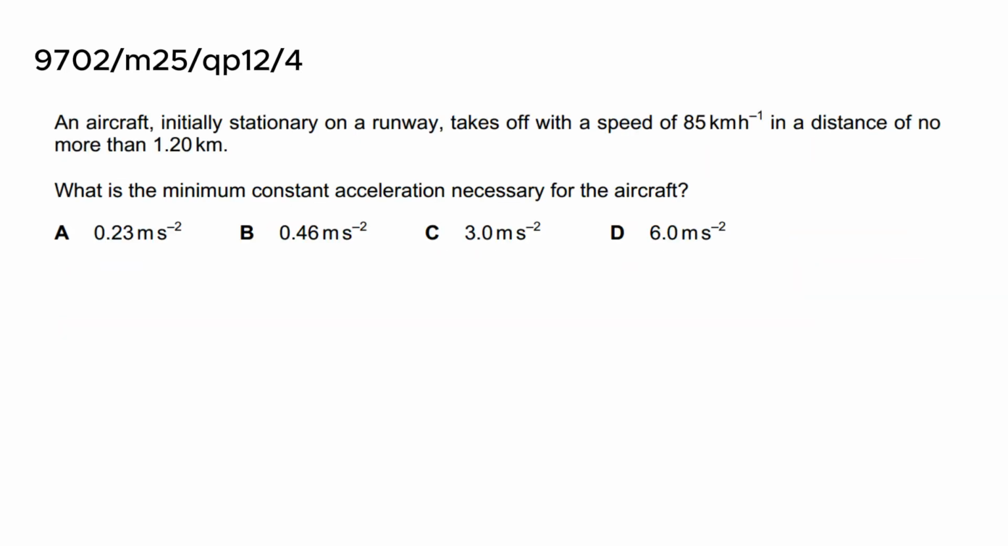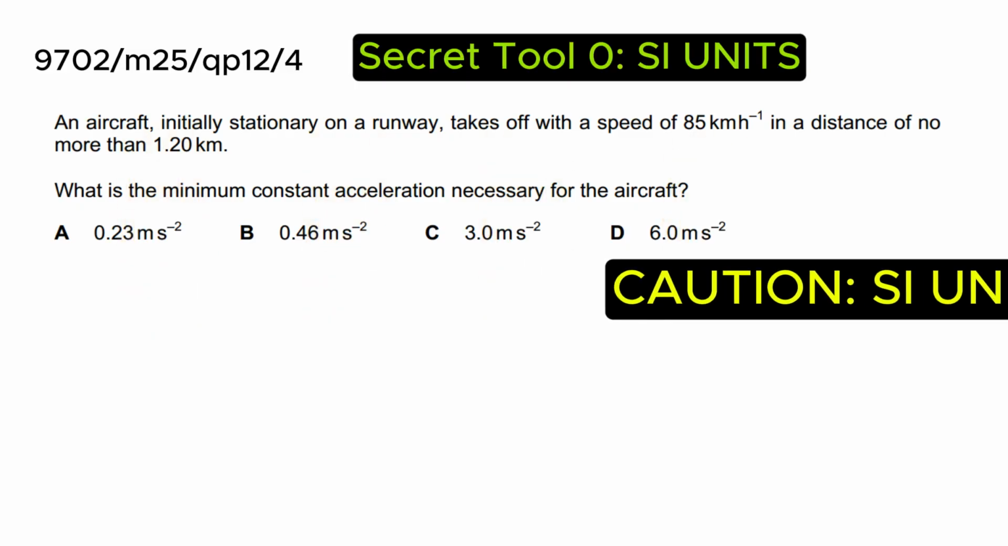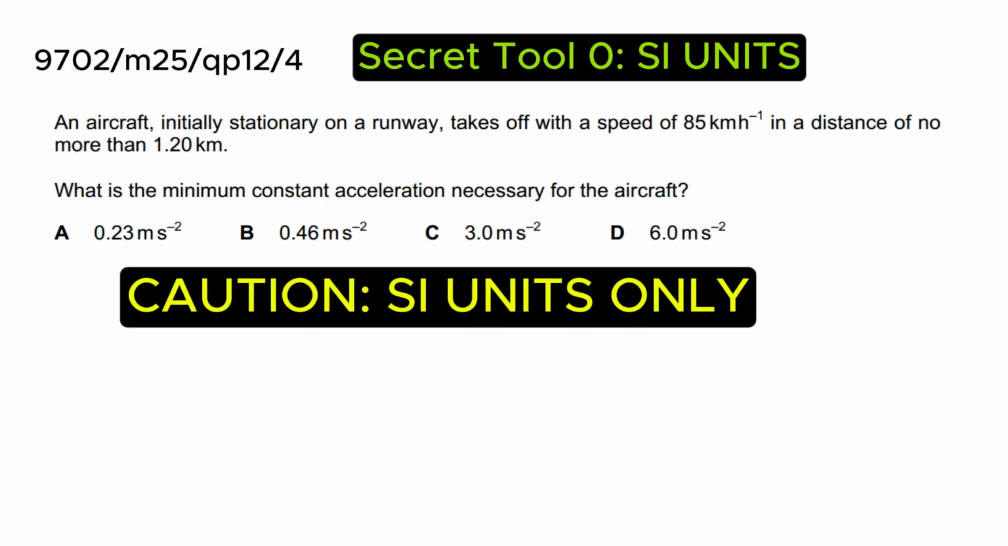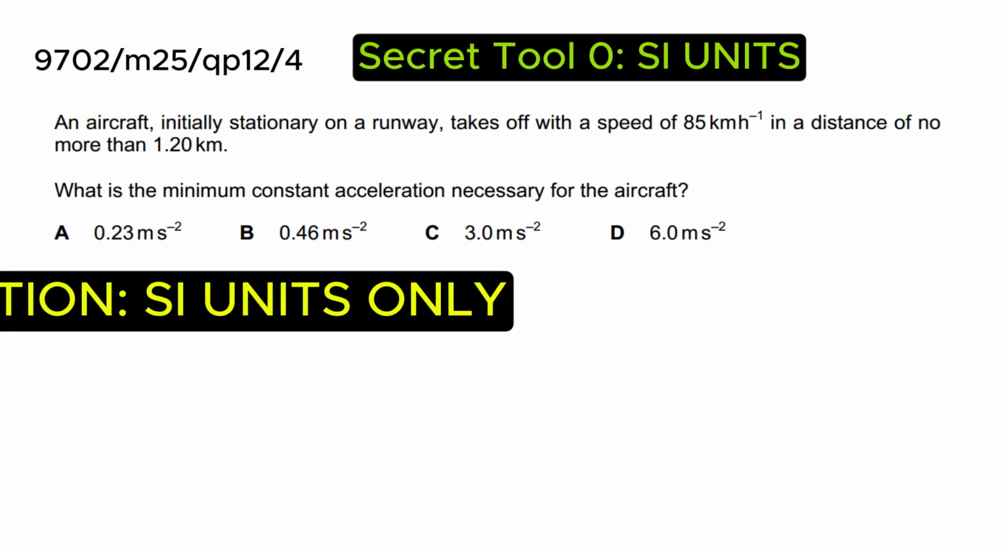Let's look at this question from paper 12, where the units are the real enemy. We have an aircraft starting from rest that needs to hit 85 kilometers per hour within a 1.2 kilometers runway. We need the minimum constant acceleration. Our acceleration options are in meters per second squared, but our data is in km an hour. Now, before we touch our 3 main tools, we have to bypass the examiner's favorite trap, units.